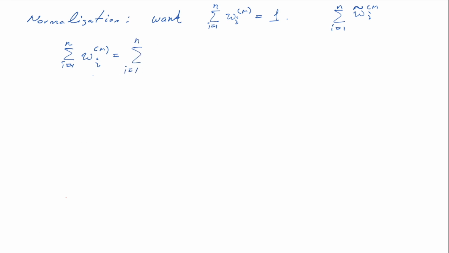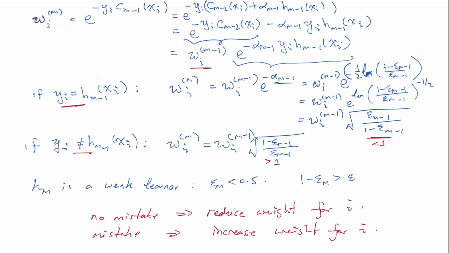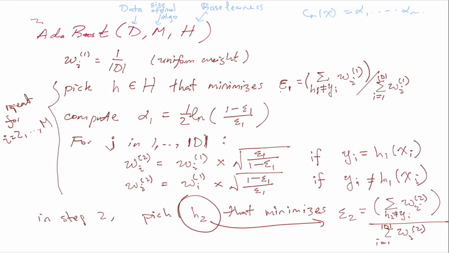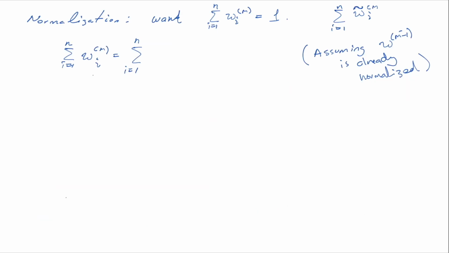Okay, well, the way we defined the weight update was here, w_i^m equals w_i^(m-1) times this guy. Before I do this, we're assuming that w^(m-1) is already normalized. We can always assume that the weights from the previous step are normalized because we start off with uniform weights, which are already normalized. So at w2, I can assume that w1 was normalized. I can always assume that the step before me was already normalized.